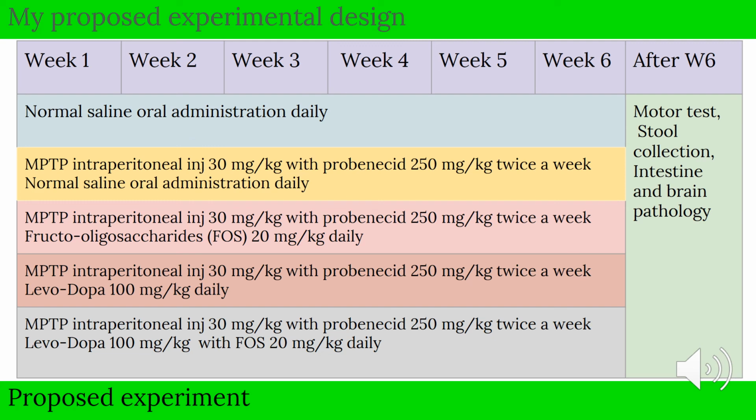But we do have the group of levodopa and levodopa with fructooligosaccharides because we use the levodopa group as a positive control to compare whether fructooligosaccharides can alleviate the symptoms as well as, or at least not worse than, the gold standard of treatment, which is levodopa. And the last group, levodopa plus fructooligosaccharides, is used to examine if there is a synergistic effect between the standard treatment, levodopa, and our possible supplement, fructooligosaccharides.